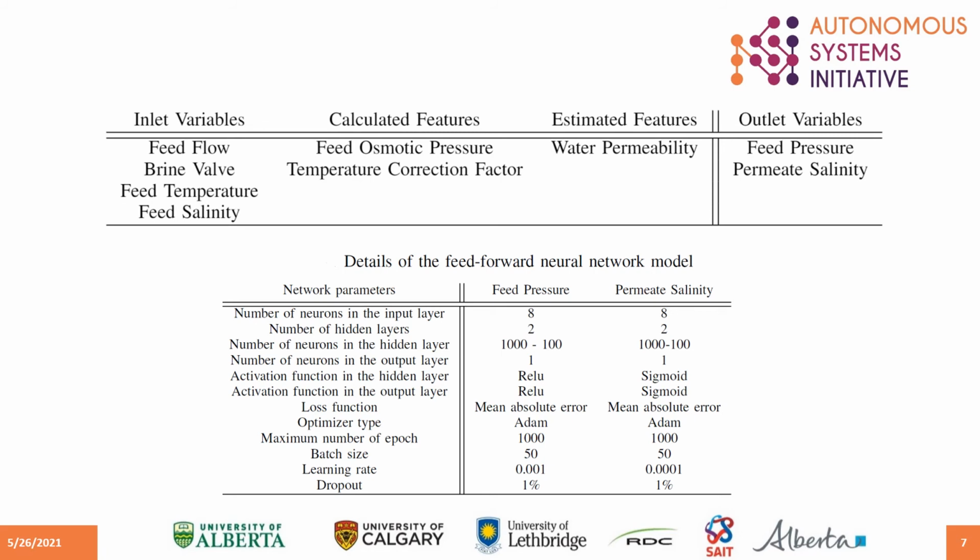The top table shows inlet, outlet, and two types of intermediate state variables. The first type can be calculated using inlet conditions, and the second type needs to be estimated. Inlet variables include feed flow, brine valve position, feed temperature, and feed salinity; calculated features are feed osmotic pressure and temperature correction factor; the estimated feature is water permeability; and the outlet variables are feed pressure and permeate salinity. And the details of the feed-forward neural network model are given in this table.